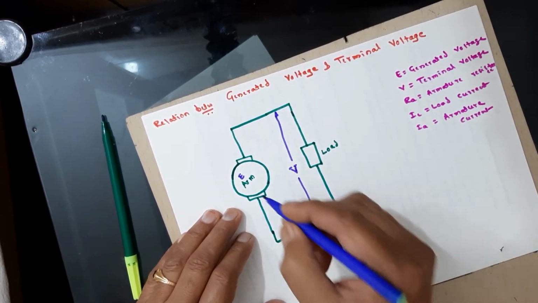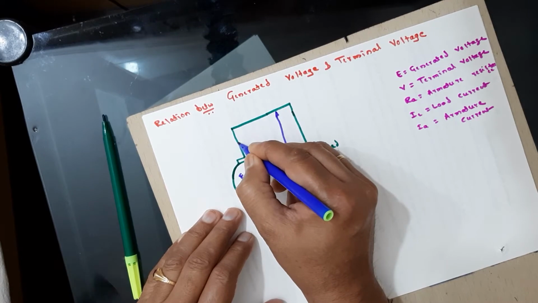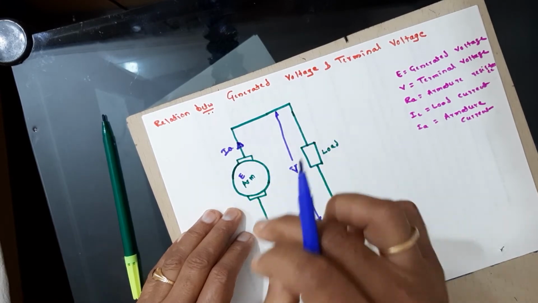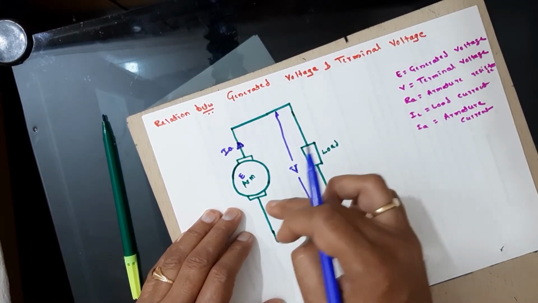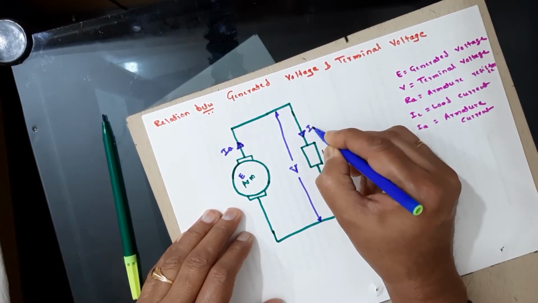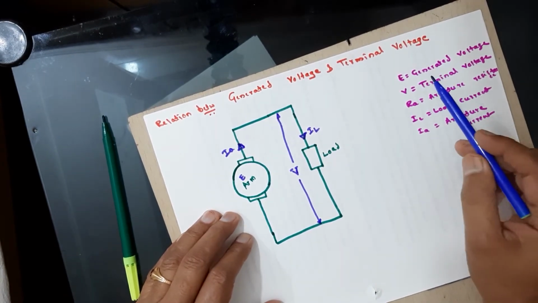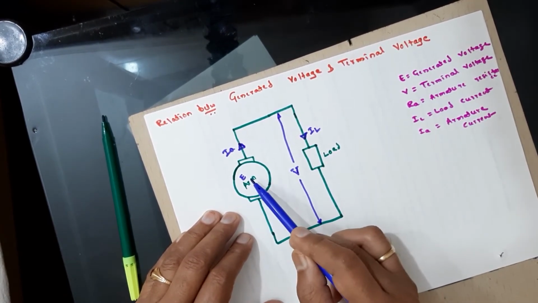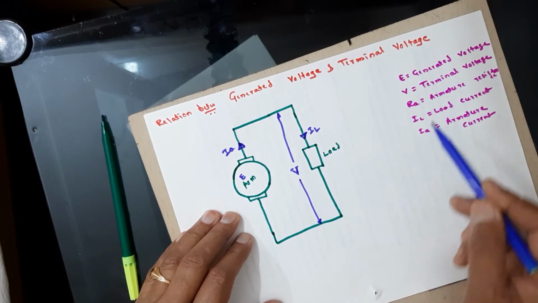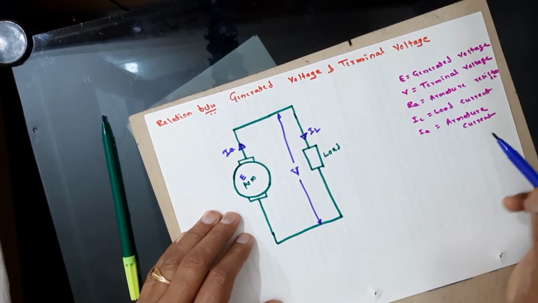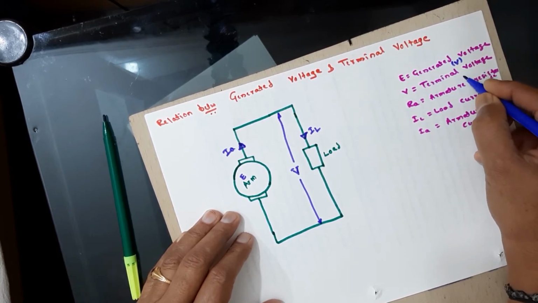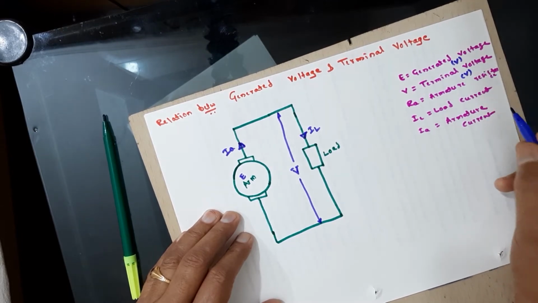If there is a generated voltage, it is capable of delivering current. That current is called Ia, the armature current which is delivered by the armature. That current is utilized by the load, and I call it the load current. E is the generated voltage in the armature. V is the terminal voltage, which is the voltage across the load. Then I am defining the armature resistance. The generated voltage and terminal voltage are both measured in volts.